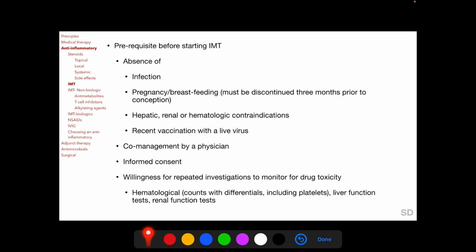Co-management by a physician is important to manage the toxicity of IMTs, and informed consent for IMTs is very important, and the patient and his relatives should be willing for repeated investigations to monitor for drug toxicity. And these include hematological, liver function and renal function tests. In hematological tests, along with total counts with differentials, platelet count is also very important.